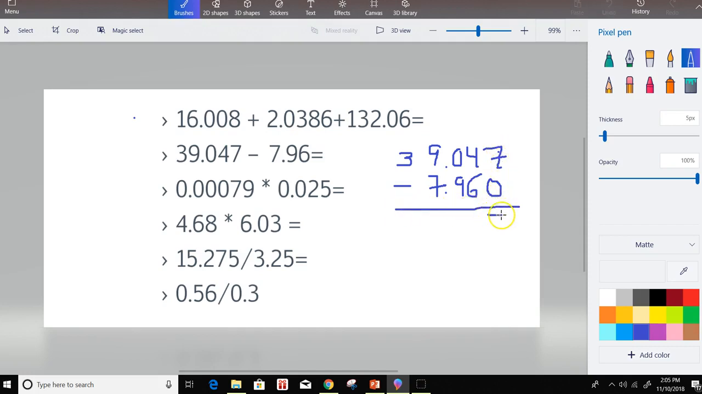And now we just subtract. There you go. Now we're going to count how many spaces we move from the decimal. That's 1, 2, and 3. So we come here and we say 1, 2, and 3. This is where the decimal point will be.